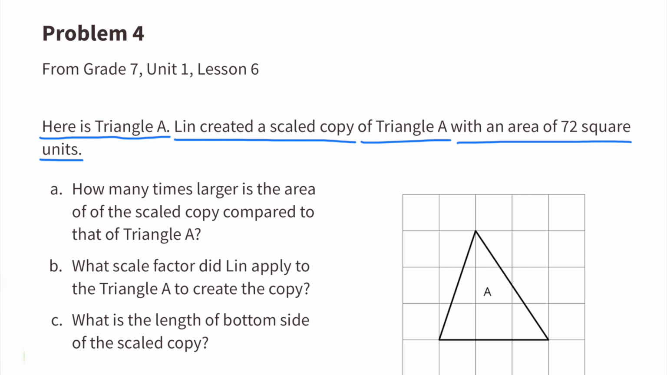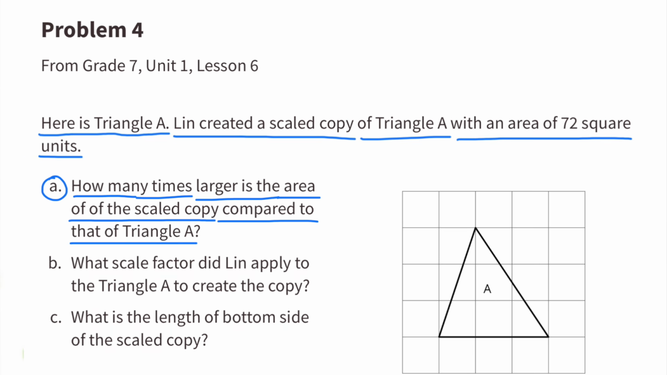Number 4. Here is triangle A. Lynn created a scale copy of triangle A with an area of 72 square units. A. How many times larger is the area of the scaled copy compared to that of triangle A?